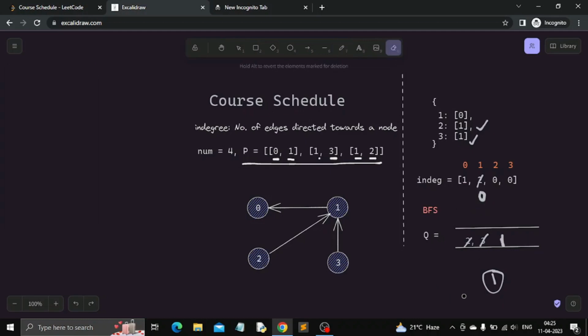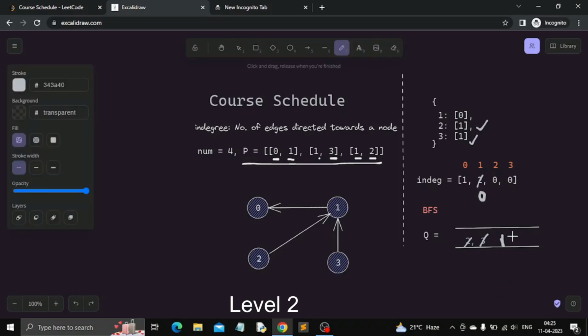Now in the next turn, again one by one we are going to pop all the courses that are present in our queue. So there is only one course present, so we will pop it out from our queue.